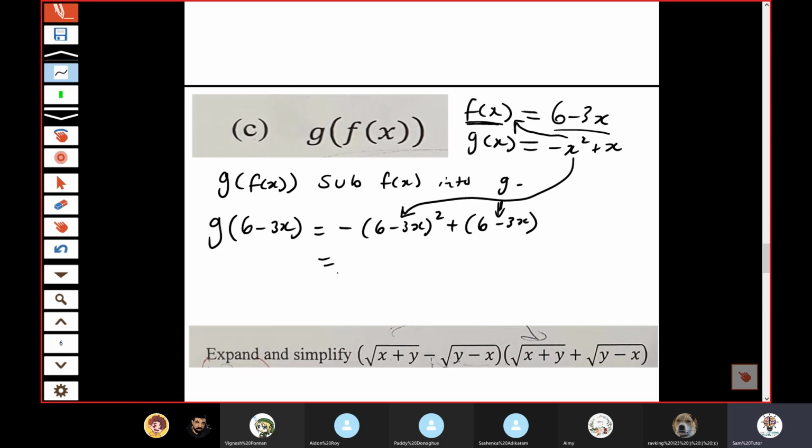Of, g of. Then expand, negative, bracket, 6 squared. 6 squared is 36 minus 18, so 36x plus 9x squared. That's how you expand using perfect squares. Plus 6 take away 3x, then you bring the negative in.